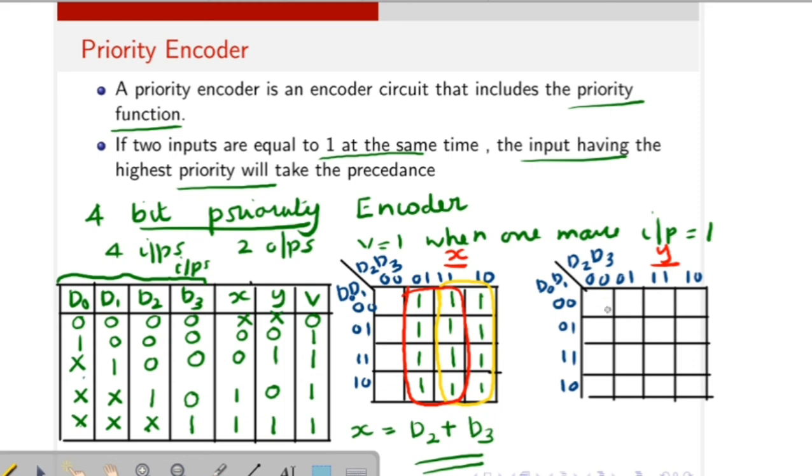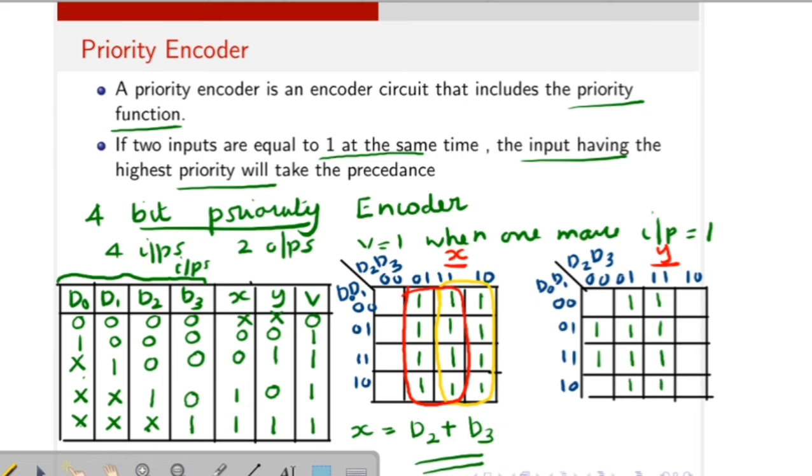Okay. Next we can find the Boolean expression for Y. So Y is equal to 1 for D0 don't care, D1 1, D2 D3 0 0, for this column, and D1 is equal to 1 for these two, and D0 don't care. So we can mark 1 these two entries. Then next Y is equal to 1 for D3 is equal to 1. Okay, D3 is equal to 1 for these two columns. All others are don't cares. So we can mark 1 in these two columns.